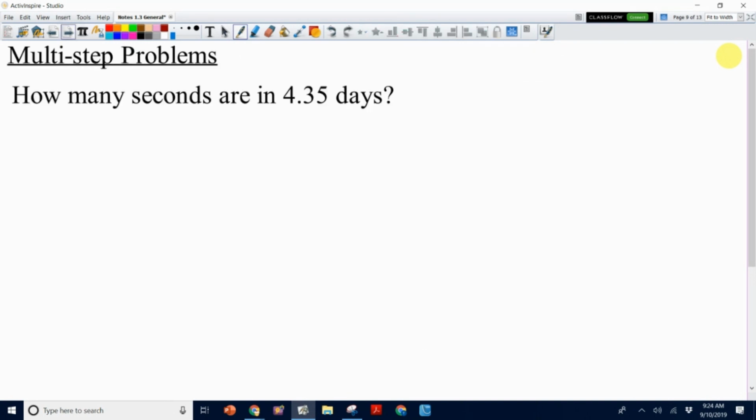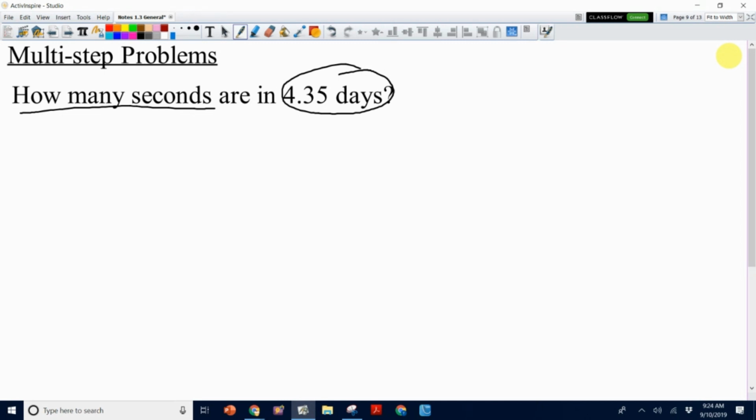All right, so let's talk about multi-step processes. And this one we're going to use units that are familiar to you so you can see more about the setup than you have to worry about the conversion factors. So the question is, how many seconds are in 4.35 days? Okay, so how many seconds are in 4.35 days? Well, I'm going to take my given.